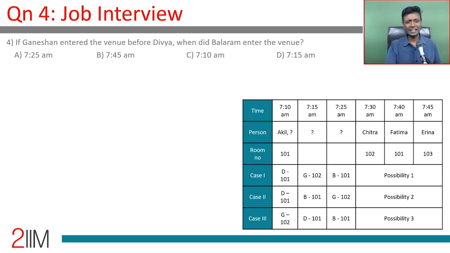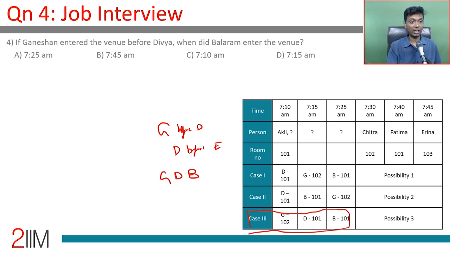If Ganeshan entered the venue before Divya, so G before D, and we know that D is before B, so we're looking at G, D, B as the order. When did Balram enter the venue? Balram should have entered in this slot. We're looking at G, D, B, this combination. Balram entered at 7:25 a.m. That is this choice.